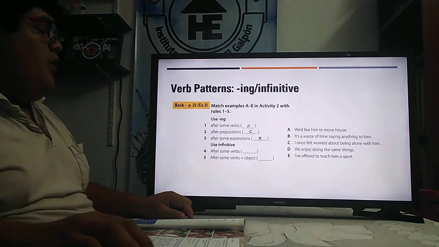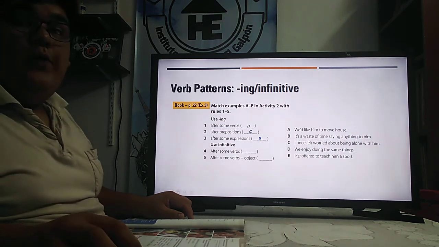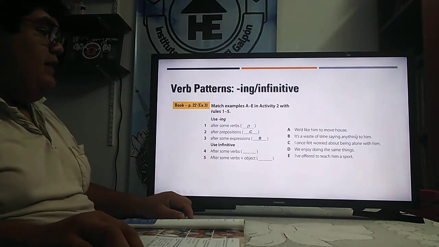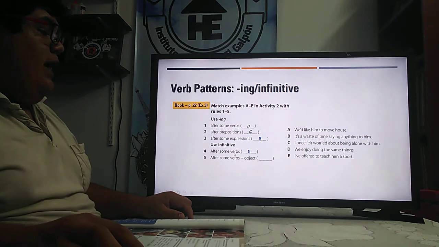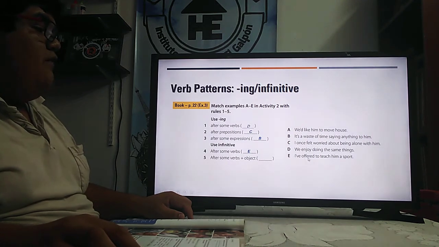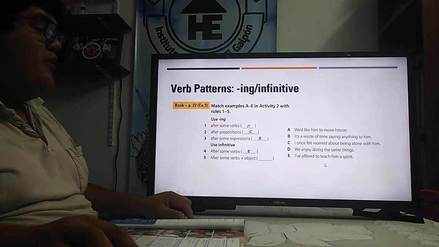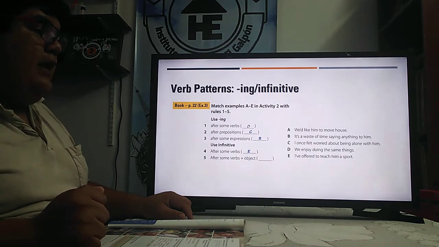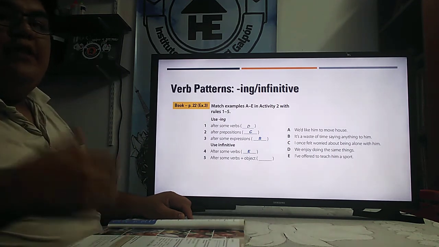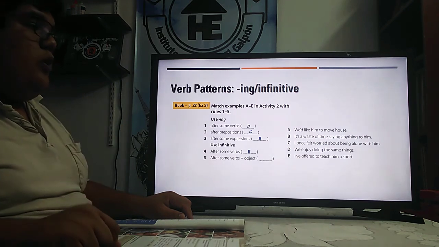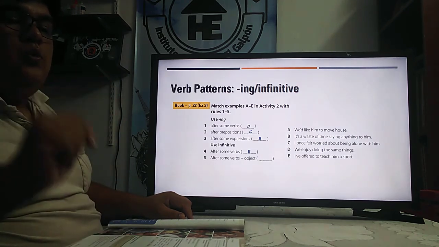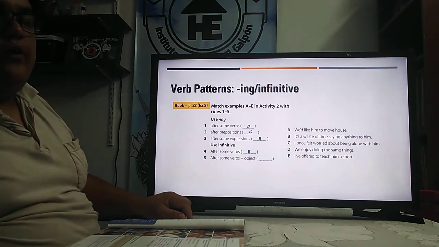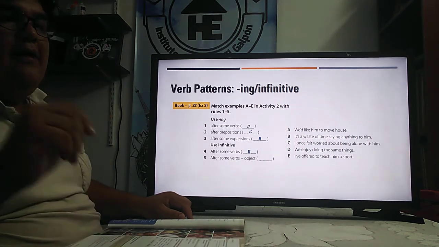Then we have the use of infinitive. Infinitive with to. Remember that we have two types of infinitive. But in this case, infinitive with to. Used after some verbs. The example is E. I've offered to teach him a sport. The verb is offer. After the verb offer, we need a to infinitive. Remember that there are some verbs, for example, need, want, that follow the rule. He needs to do his homework. Or the teacher wants the student to do their homework, okay? Or I want to buy a new car.